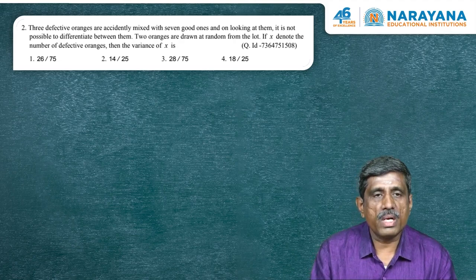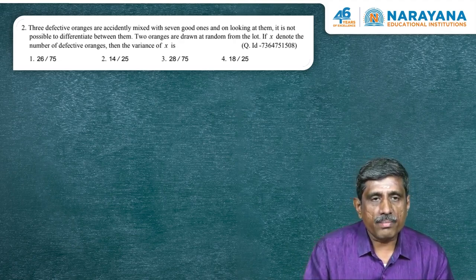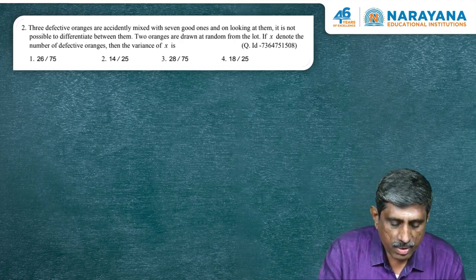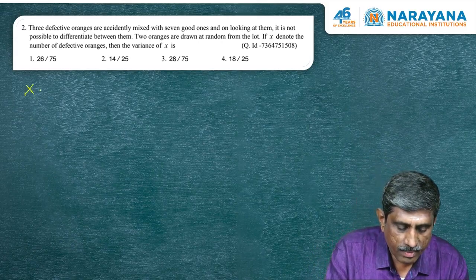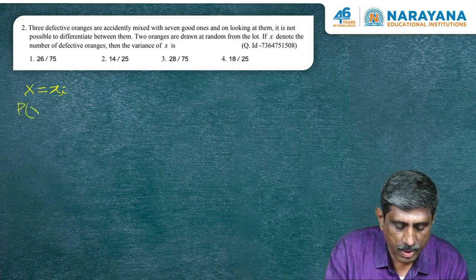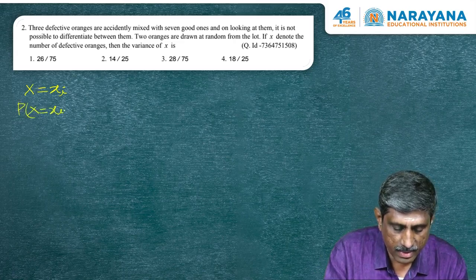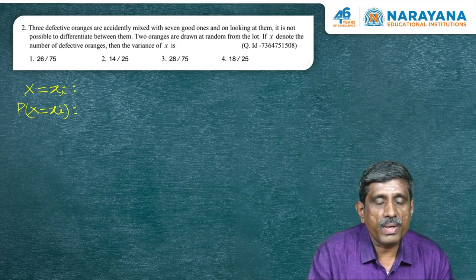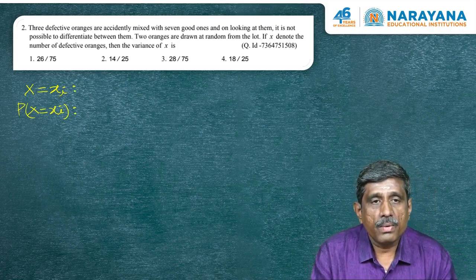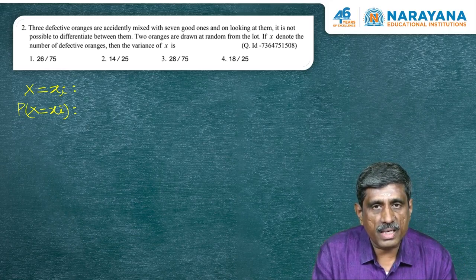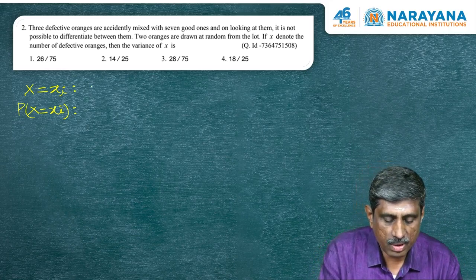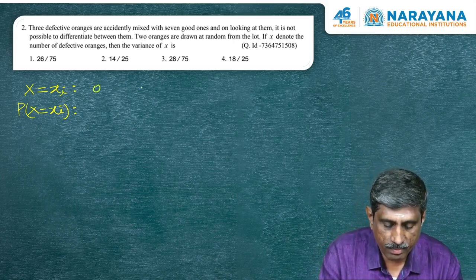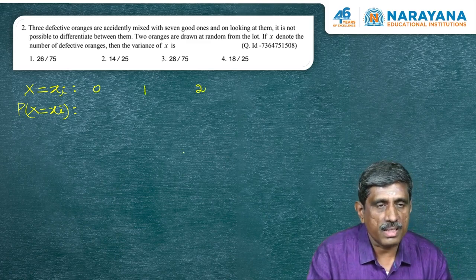So, it is a question under our probability. Let us just find out the table. When you put x is equal to xi, and correspondingly the probability p of x is equal to xi. When we take 2 oranges, we are asked to find the number of defective oranges selected, x. So, the number of defective oranges can be 0, it can be 1, it can be 2, because we are taking only 2 oranges at random.